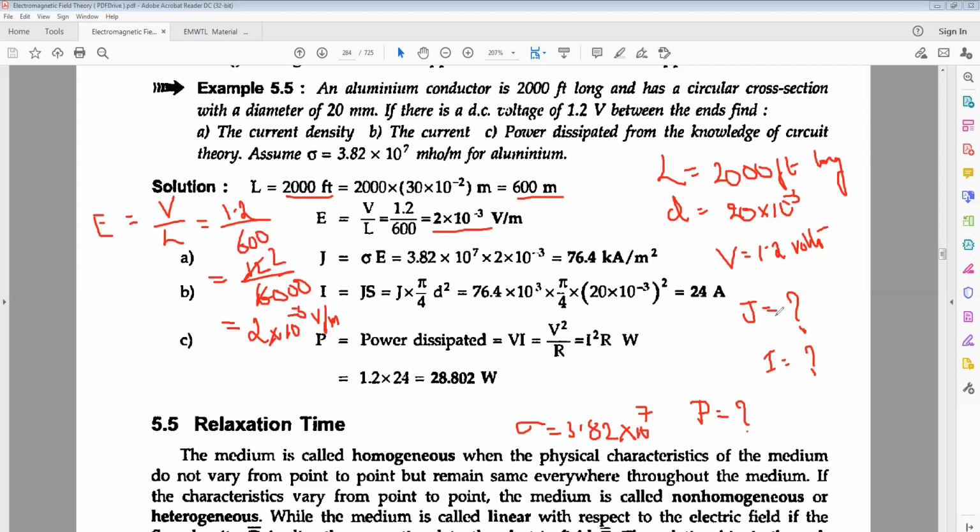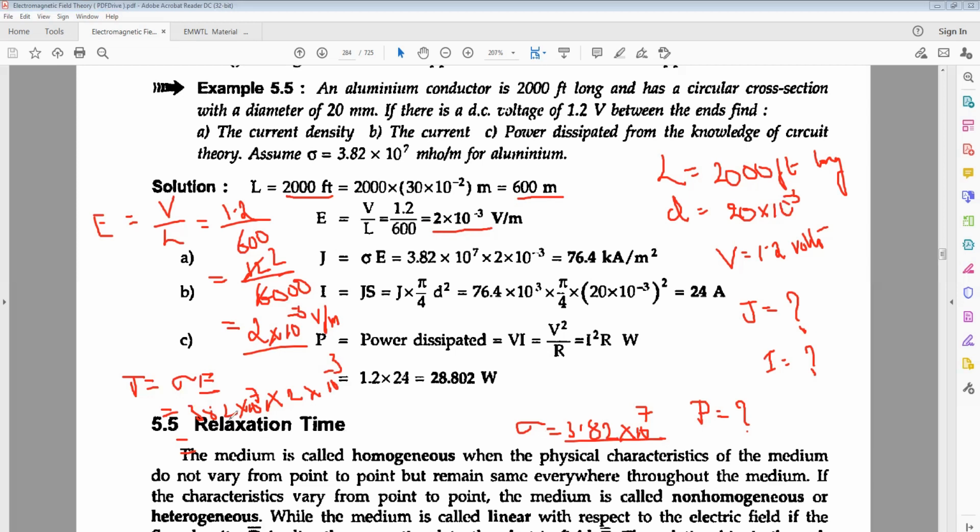The J is equal to, what is the J here? The current density. The current density related to the electric field is J is equal to sigma into E bar. What is the sigma given? 3.82 into 10 to the power of 7, multiplying with electric field, that is 2 into 10 to the power of minus 3.